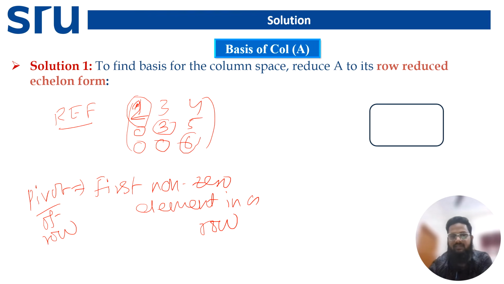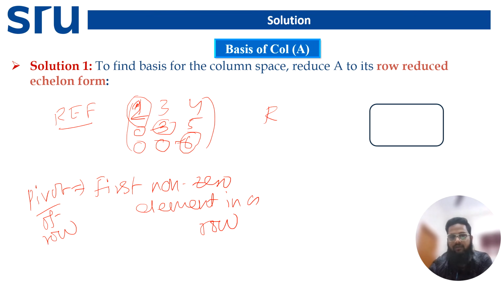So this third pivot is this one. So the row echelon form means each pivot is to the right of the previous pivot. You see the second pivot is to the right of the first, the third pivot is to the right of the second, and the elements below must be 0. This is row echelon form.